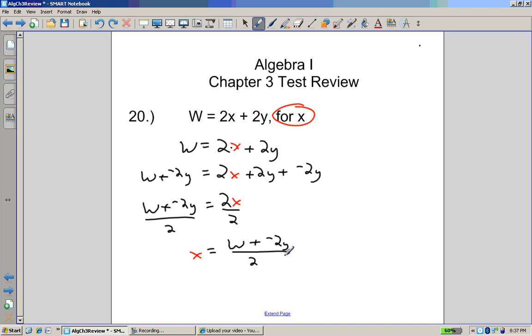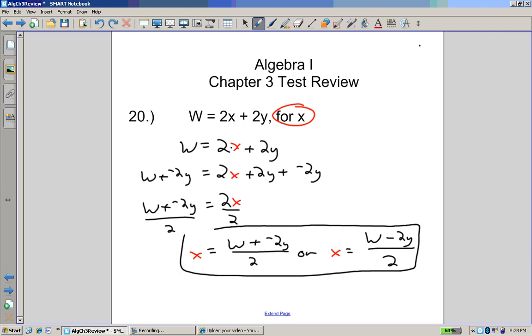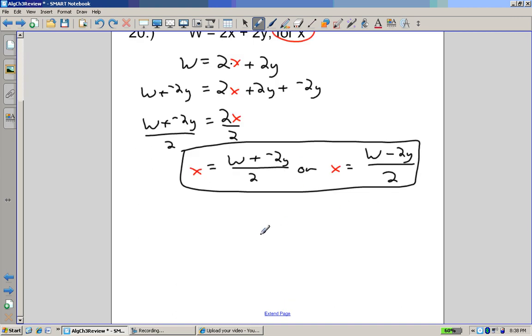Now, you could write it this way, or instead of plus and negative, which is a little messy, we could say x equals W minus 2y divided by 2. Either of these are acceptable. Now, just so you're not thrown off, if you're working with a partner, there are some other forms that you could write it. It's not necessary, but it is possible.